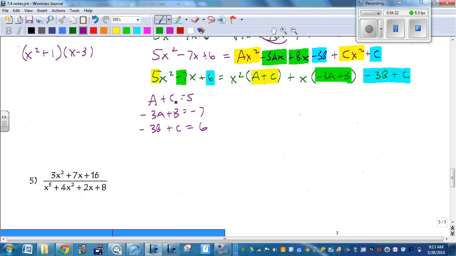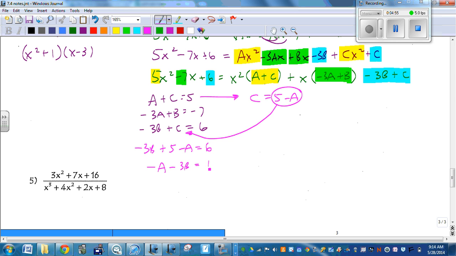So we can solve for a or c. I'm going to go ahead and solve for c. If we solve for c, we get 5 minus a. And there's another equation down here that has c in it. So I'm going to take the 5 minus a and plug that in there for c. And now we want to get that 5 to the other side, so we just have the a's and b's, and I'm going to rearrange. I'm going to put the negative a in front, minus 3b equals 1, and just subtracted that 5 over.